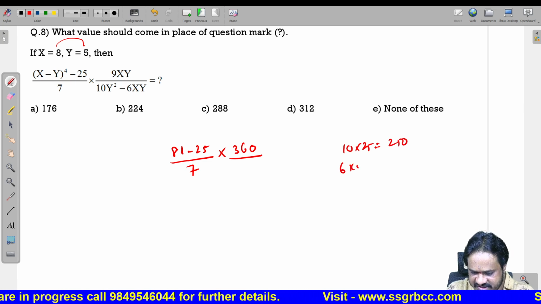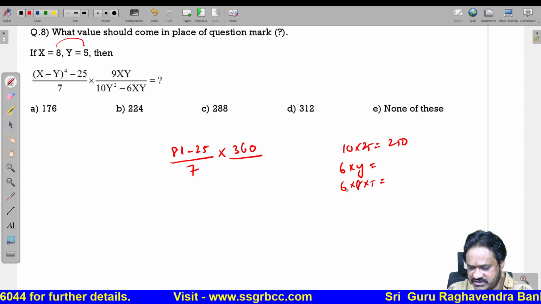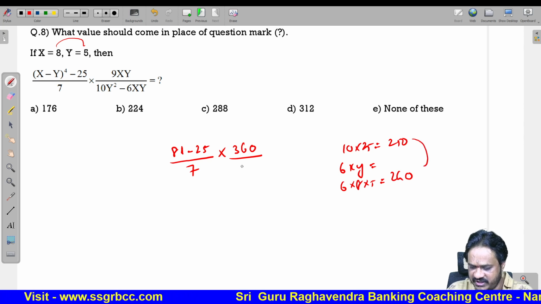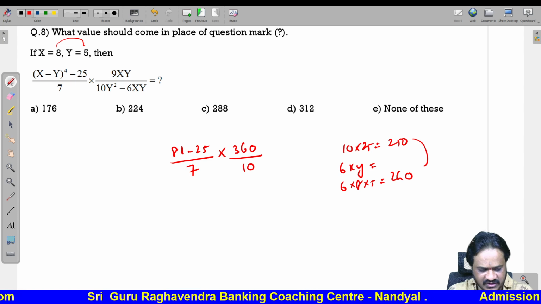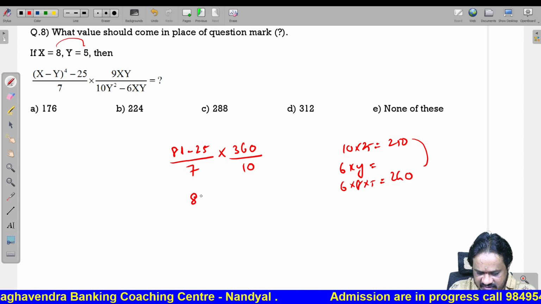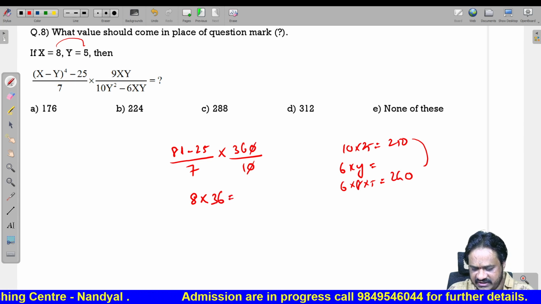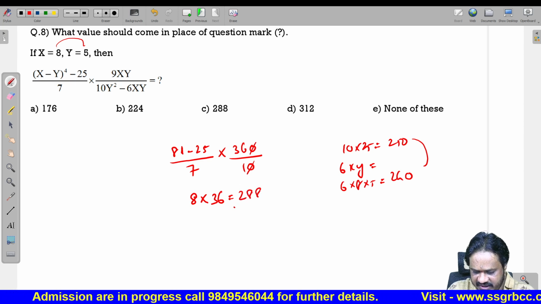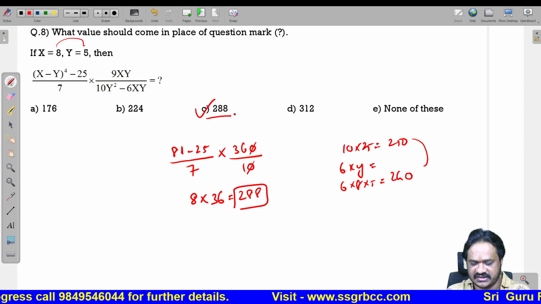Then 6xy. 6 into 8 into 5, that is 240. 250 minus 240 is 10. Now you have to simplify this one. Now 81 minus 25, that is 56 by 7, that is 8 into 36. 8 into 36, we are going to get how much? 288. 288 is the correct answer. Option 3 is the correct answer.